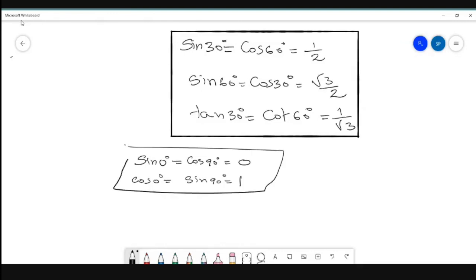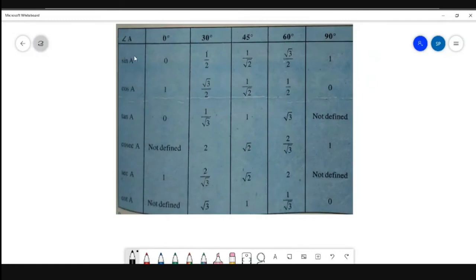these values also. Now look at this table. Here angle A increases from 0 degree to 90 degree: 0, 30 degree, 45, 60 and 90. And here sine 0 is 0, sine 30 is 1 by 2, sine 45 is 1 by root 2, sine 60 is root 3 by 2 and sine 90 is 1. And cos 0 is 1, cos 30 is root 3 by 2, cos 45 is 1 by root 2, cos 60 is 1 by 2, cos 90 is 0.